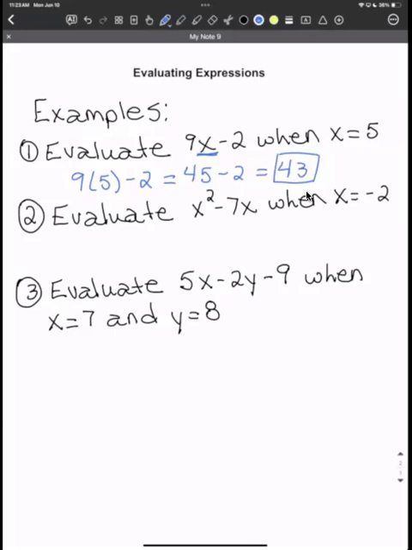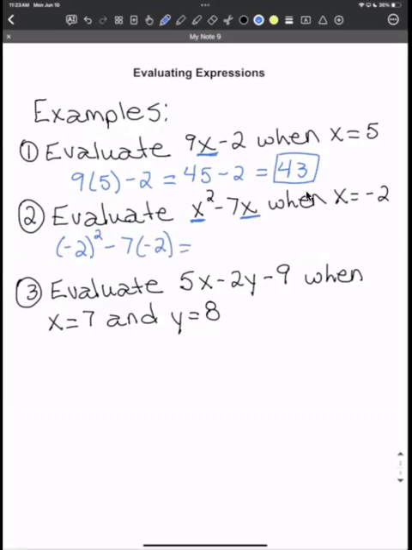Okay, same game. I'm supposed to evaluate this expression when x is -2. Oops, sorry. So this means everywhere you see an x, replace it with a -2. So notice in this expression, there are 2 x's. So I'm going to write -2 twice. Okay, watch your parentheses. Since this is squared, I need to put it in parentheses. So that's (-2) quantity squared minus 7 times -2.